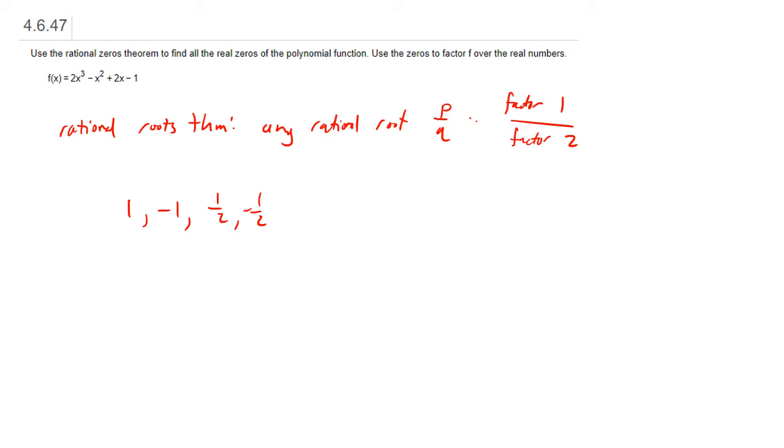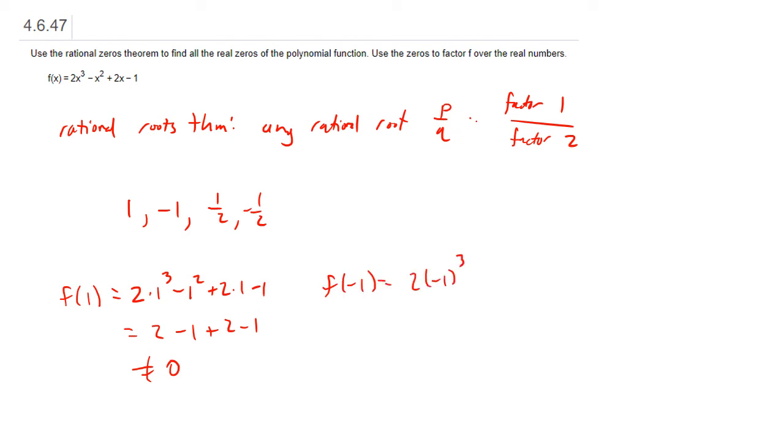So let's start checking. And you know what? I'm going to check the easy ones first. So let's try plugging in 1. I get 2 times 1 cubed minus 1 squared plus 2 times 1 minus 1, or 2 minus 1 plus 2 minus 1, which is not 0. Oh well. Let's try minus 1. 2 times -1 cubed minus -1 squared plus 2 times -1 minus 1, aka -2 minus 1 minus 2 minus 1, definitely not 0. Oh well. So we keep going.